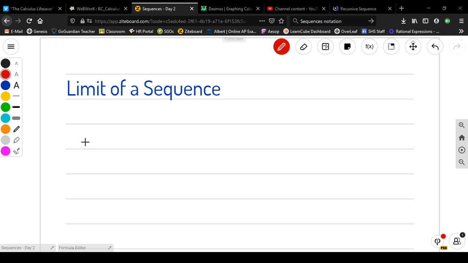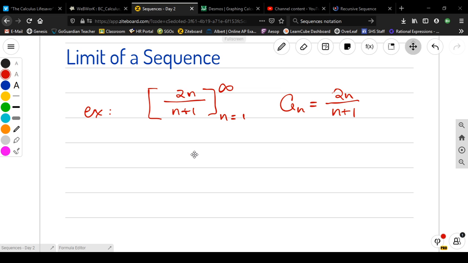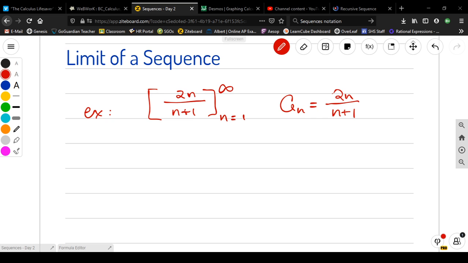So if I give you a sequence defined here as 2n over n plus 1, where n starts at 1 and goes off to infinity, this sequence's general term is 2n over n plus 1. Nice, this is not recursive, okay? We're not really going to be taking limits of recursive sequences or converting a lot of recursive sequences into explicit ones. This would be more of an explicit formula for our sequence.